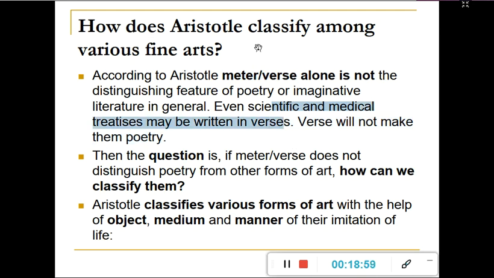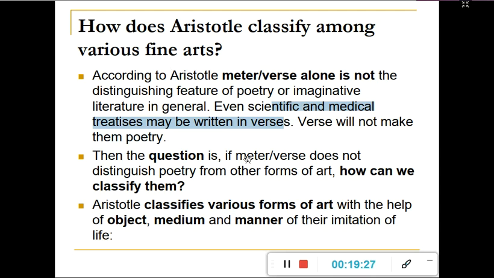ما هو على فكرة وده ظهرت عندنا في الأدب العربي كمان، ممكن يكون في بعض ال scientific written pieces or some medical prescriptions كتبت in a form of verse something like that. Verse will not make them poetry. لا أبدا، أنا مش بالطريقة أن أنا to write any piece of art in a meter or in a verse but by doing this I produce a poetry. No, this is not the point.